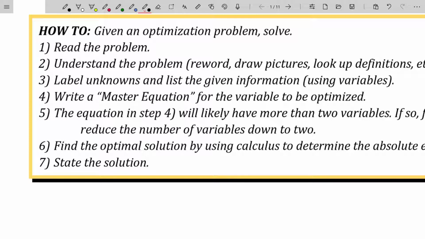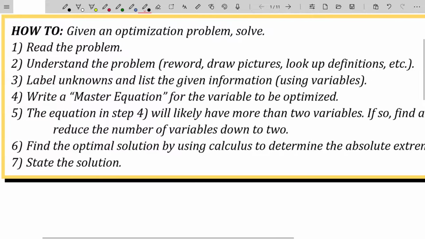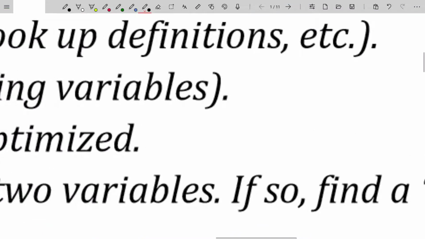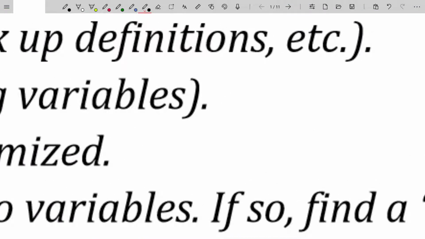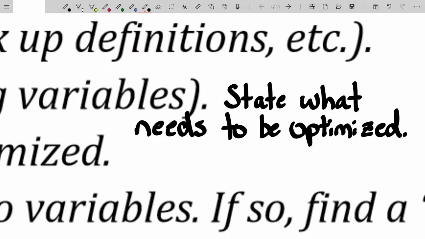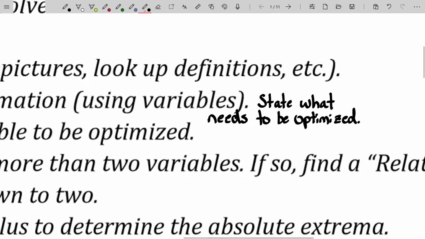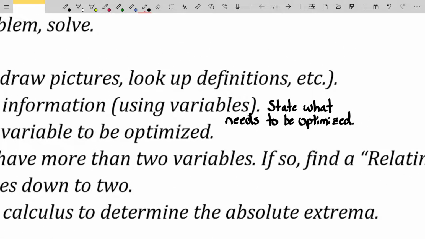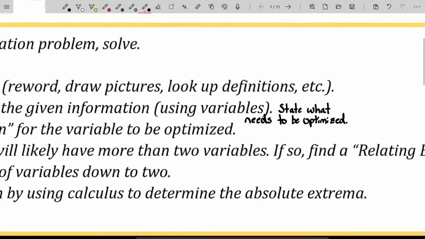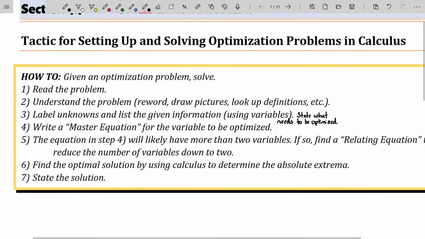Label any unknowns and list the given information using variables. In this case specifically, you're going to state what needs to be optimized. So if they say maximize the area, you definitely want to just say, well, area, right? And if it's a rectangular area, it's length times width. Or if it's a circle, it's pi r squared, or whatever it may be. You need to develop a formula for what is being optimized. And let's see, write a master equation.